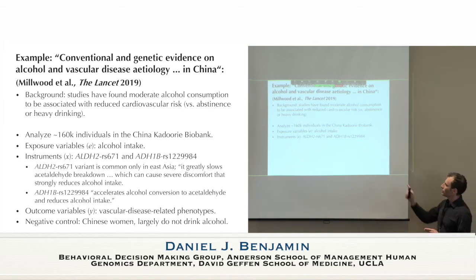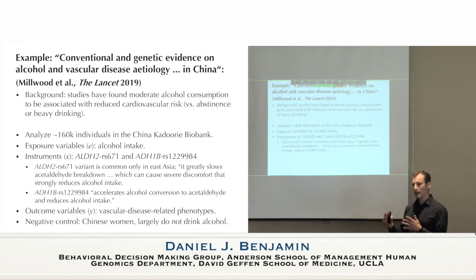The instruments here are two genetic variants, both related to the alcohol dehydrogenase genes. One of these variants is involved in the breakdown of acetaldehyde. Basically there's no variation in this variant among people of European ancestry. But in people of Asian ancestry, there is this loss of function variant that basically prevents the breakdown of alcohol. And it's what causes a lot of people of Asian ancestry to turn red in the face when they drink even a little bit of alcohol, and it's very uncomfortable.